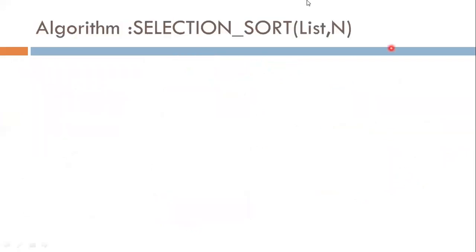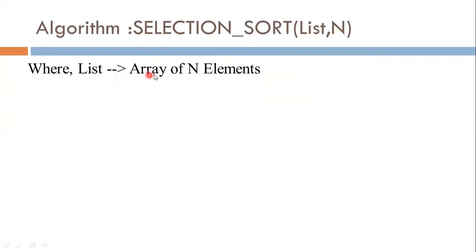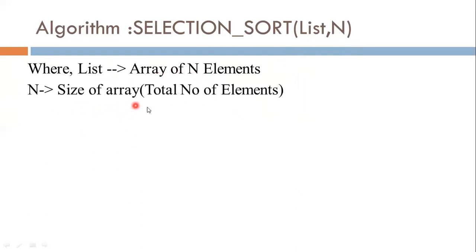Now next is the algorithm for selection sort. For selection sort or any other sorting, the required arguments are the list, meaning the array, and n, meaning the total number of elements. So for that I write list, meaning the array with n elements, and n means the size of the array, the total number of elements. Now in step number 1, initialization is made.